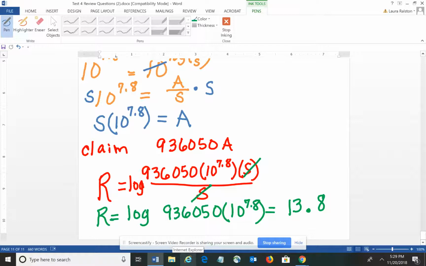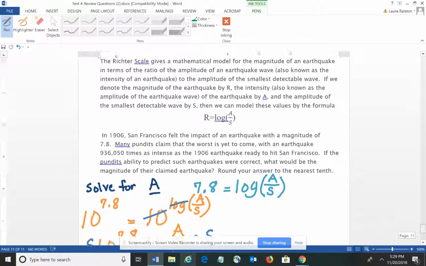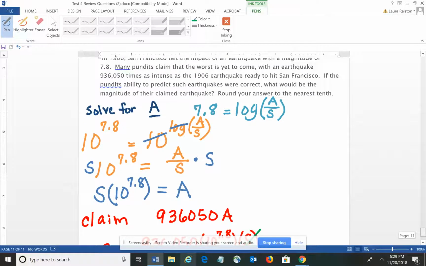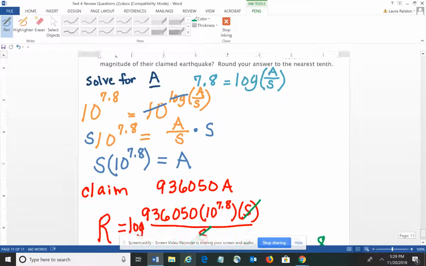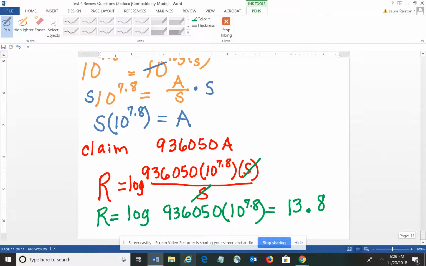You may definitely want to write down this example. You may not have the same numbers, but at least you have an idea now of how to work the problem. You have to solve for the amplitude first, then, using the claim, set up the formula to determine the magnitude of the predicted earthquake.